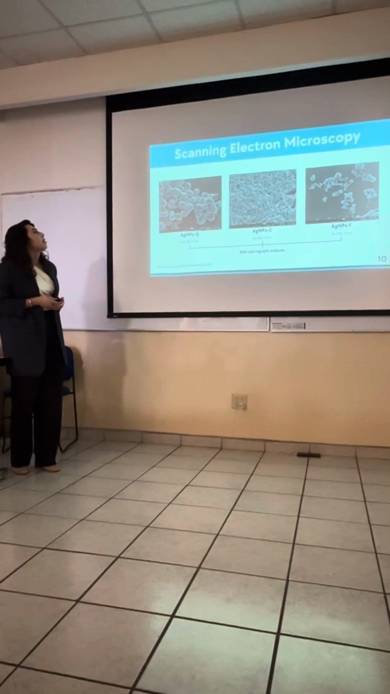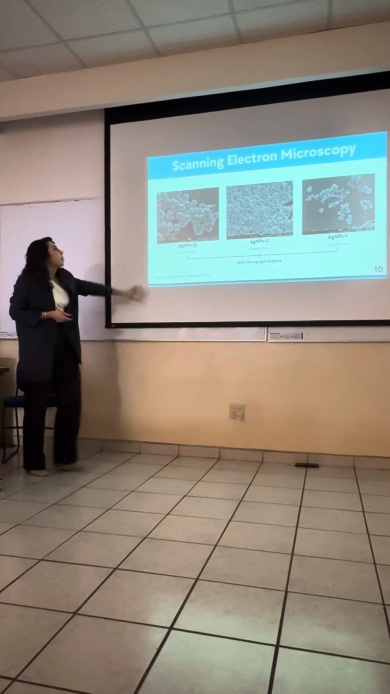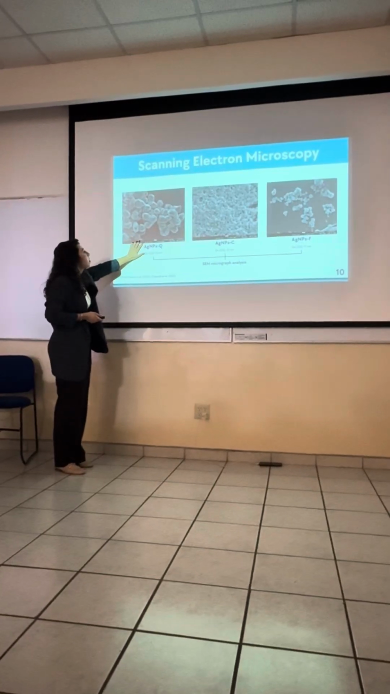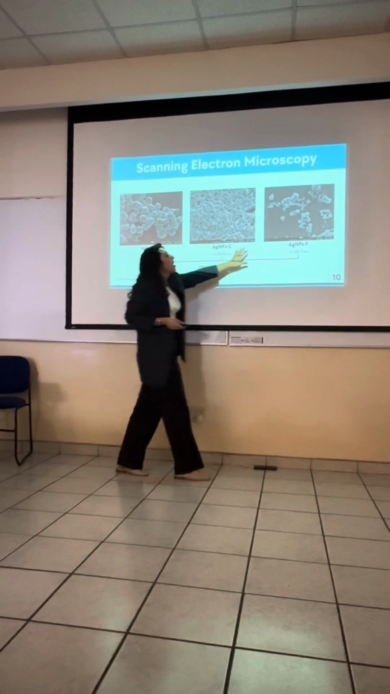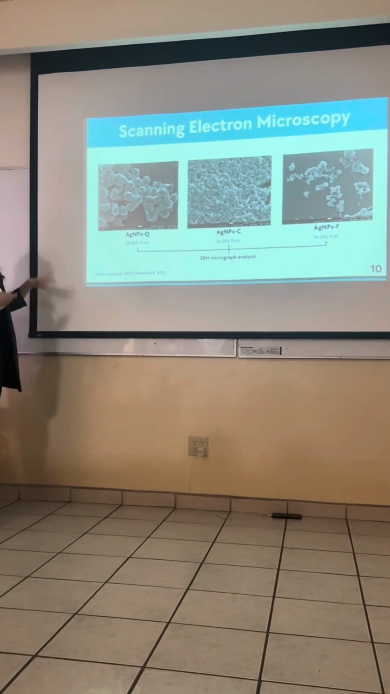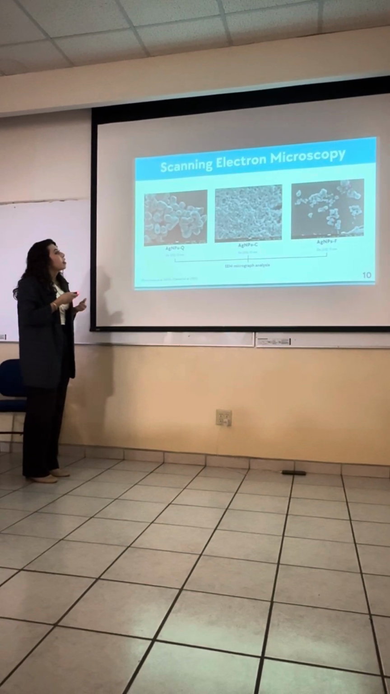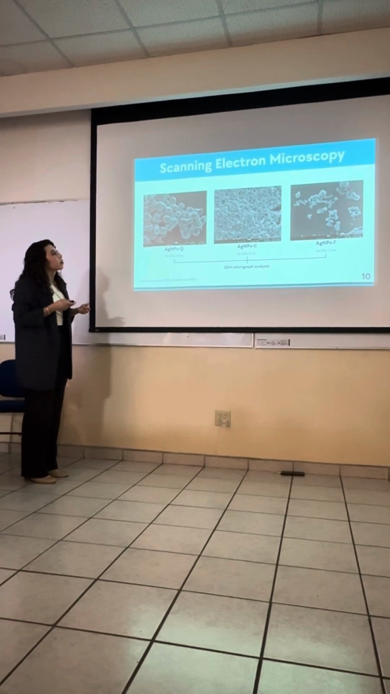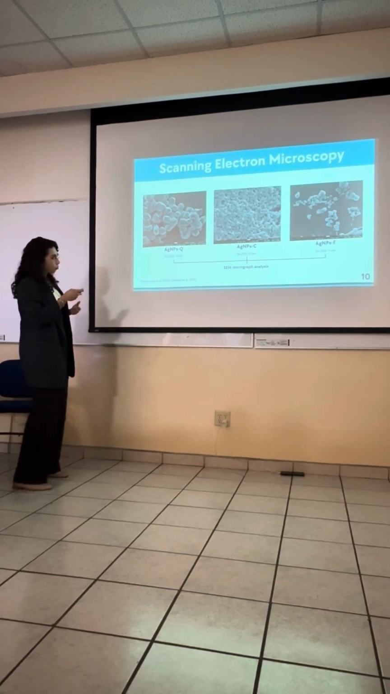We then made the scanning electron microscopy. This is the chemical method nanoparticles, the green hot method, and the green cold method. By seeing these micrographs, we can indeed see that there was a formation of nanoparticles.